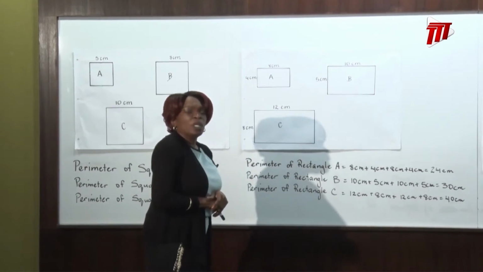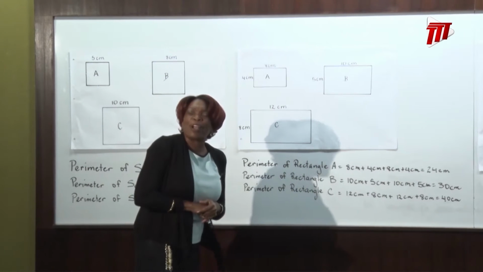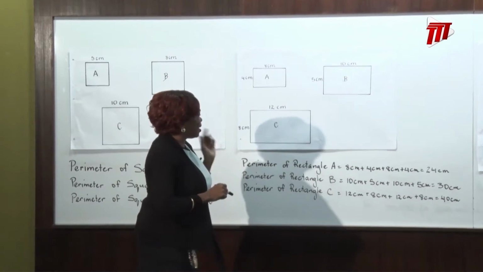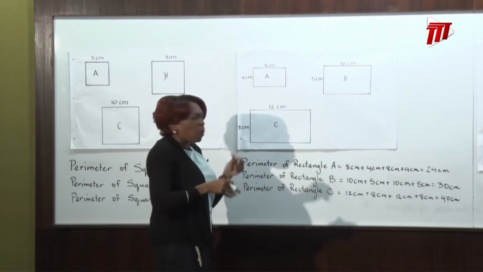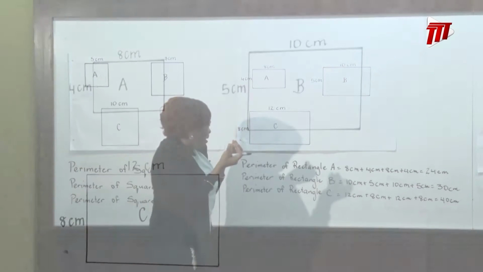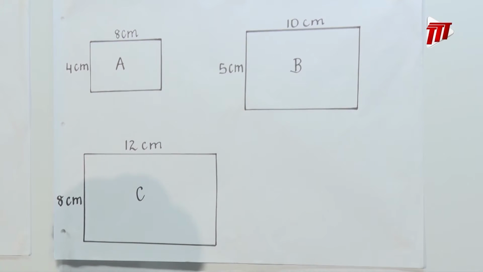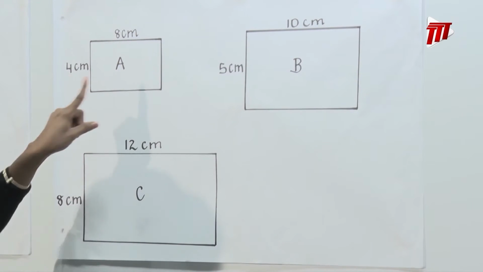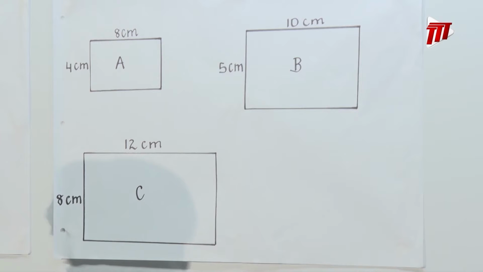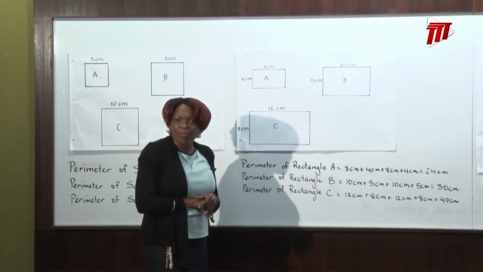Now, can we find the perimeter of these rectangles another way instead of just adding up all the sides? Can you see another way that we can do this? How can I get 24 centimeters for the perimeter of rectangle A, 30 centimeters for the perimeter of rectangle B, and 40 centimeters for the perimeter of rectangle C without just adding them up like that? Look at it carefully. Are you seeing anything?